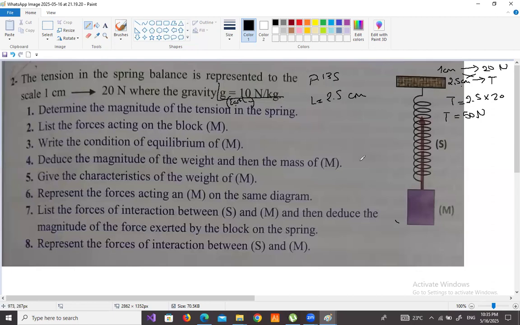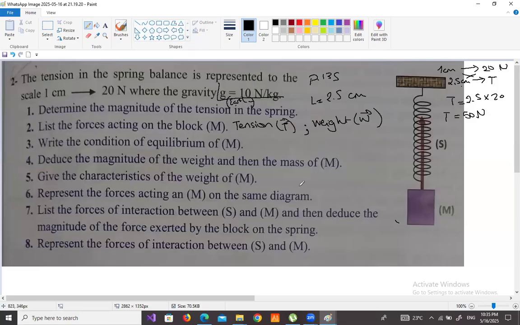Now list the forces acting on the block M. First, the tension force is acting on block M because it is attached to the spring, so the spring is holding it and exerting a force, which is the tension force. Let me give you the symbol for the tension force. And also we have the weight W, because it's on Earth, so it experiences a gravitational force.